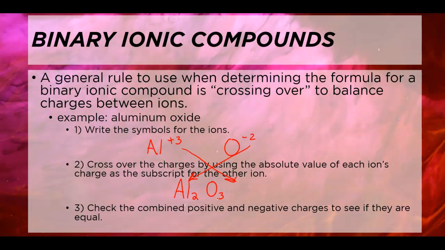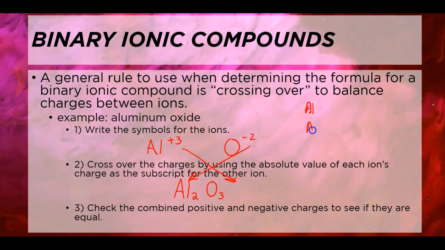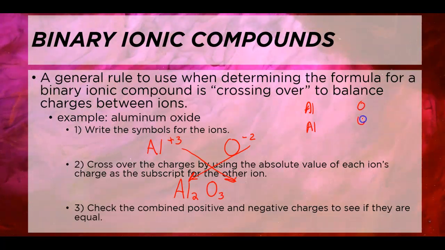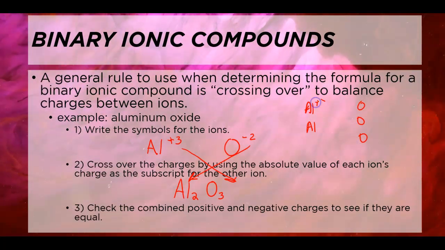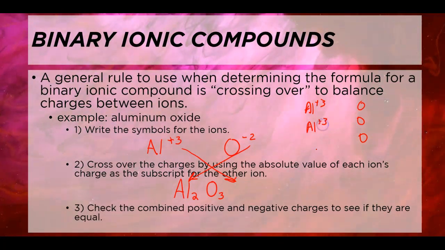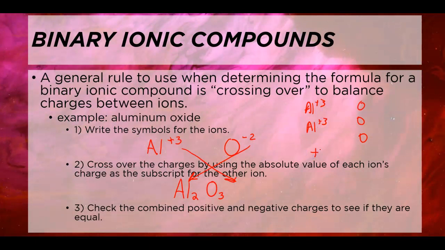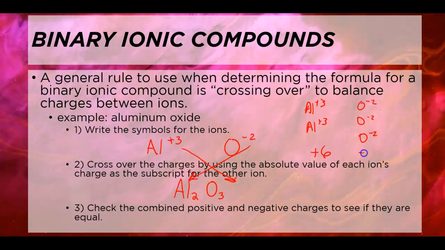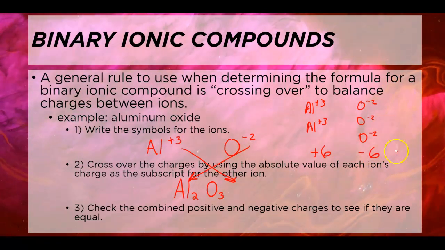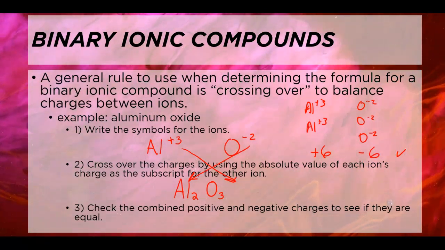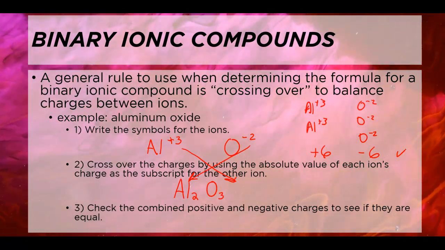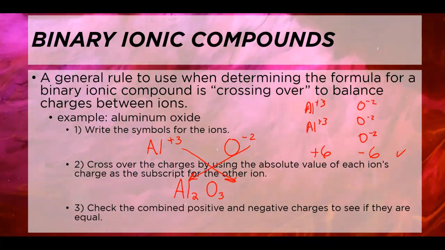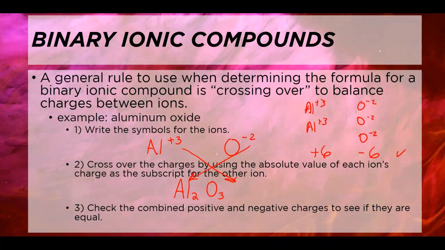Now let's check to make sure that works out. I'm saying that I need 2 aluminums to balance out with 3 oxides. Aluminums are each +3, giving me a total of +6. Oxides are each -2, and there's 3 of them, giving me a total of -6. So it does indeed check out. That's the important thing for naming or giving the formula for ions, is that their charges do need to cancel out.